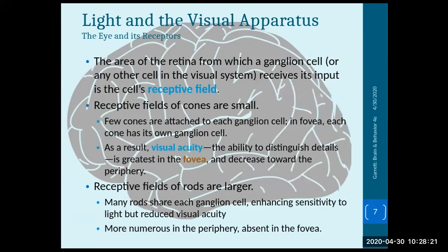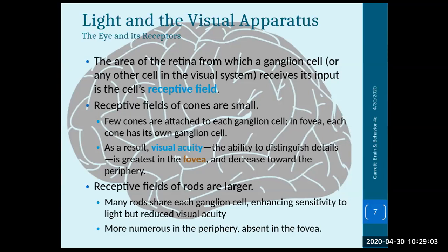The area of the retina from which a ganglion cell receives its input, so from the rods and cones to the ganglion cell, where the input is received, is called a receptive field. And as I already talked about in that little table, the receptive fields of cones are small because few are attached to each ganglion cell. And actually within the fovea itself, where we have about 95% of our cones, each cone has its own ganglion cell. So you're getting a very specific 1-to-1, 100% of the information going to this ganglion cell in the fovea. As a result, we have a very clear picture, which we call visual acuity.